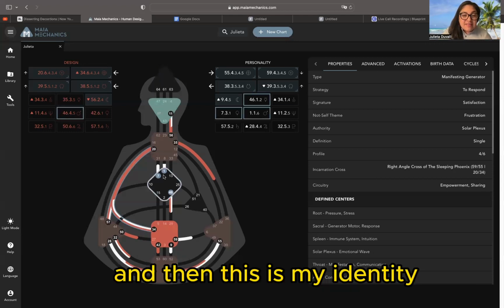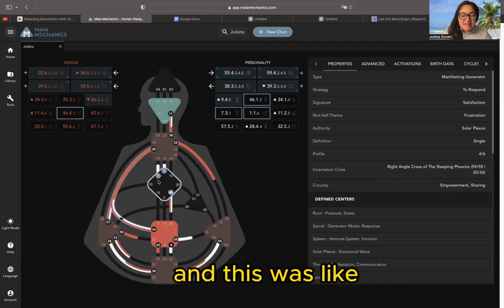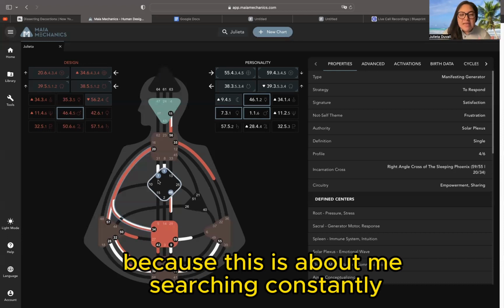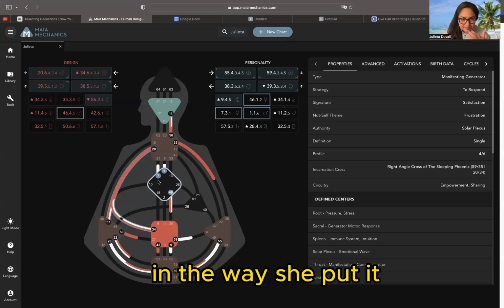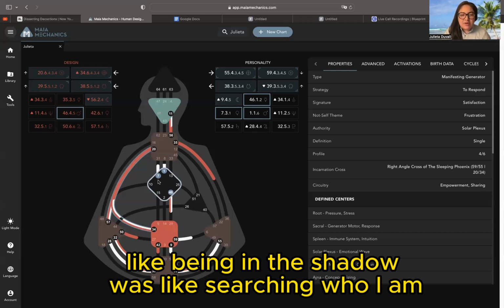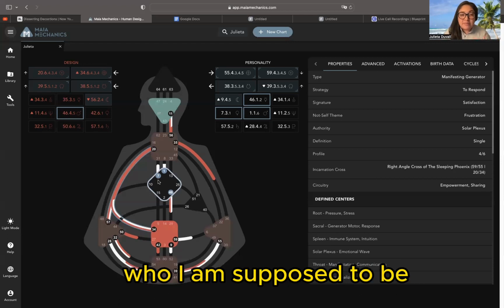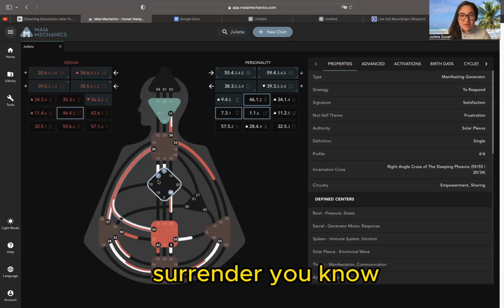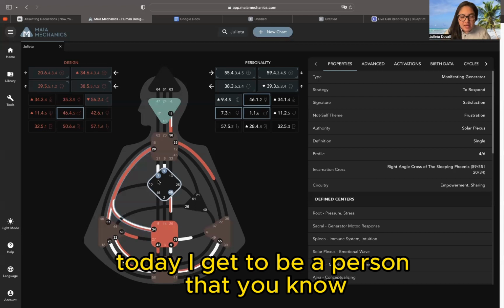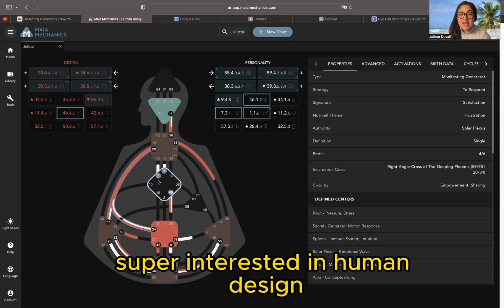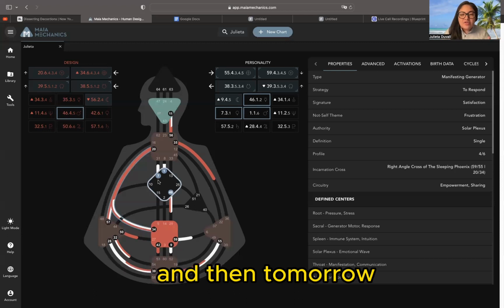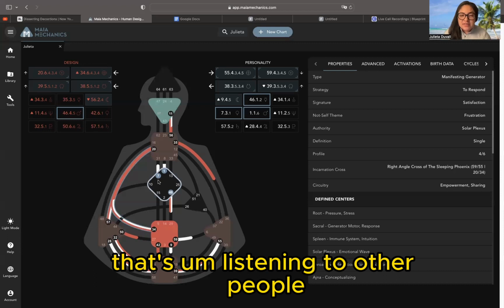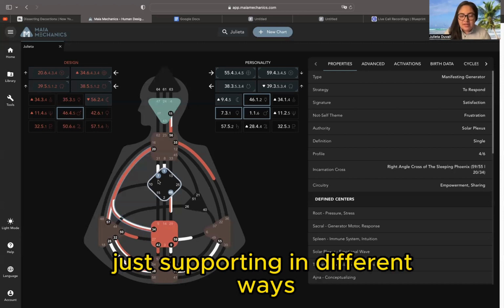and which ones I want to put my energy into. And then this is my identity, and I think I almost cried when I heard this. It felt so powerful, because this is about me searching constantly. The way she put it was that being in the shadow is searching for who I am supposed to be, versus being in the wisdom, which is surrender. Today I get to be a person who is super interested in human design, diving deep into all of this, and tomorrow I get to be a person who's listening to other people and supporting in different ways.